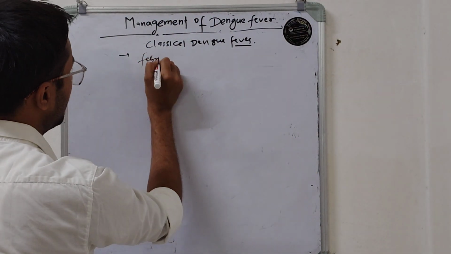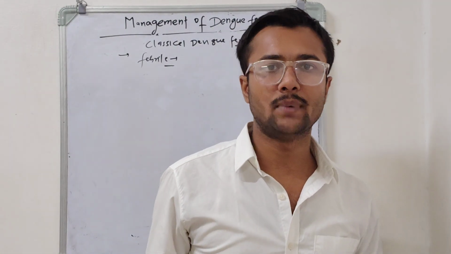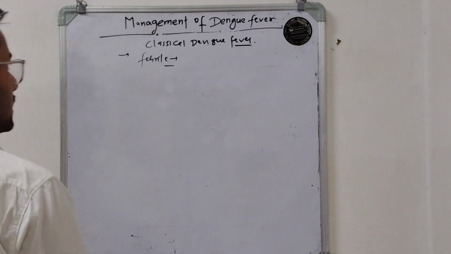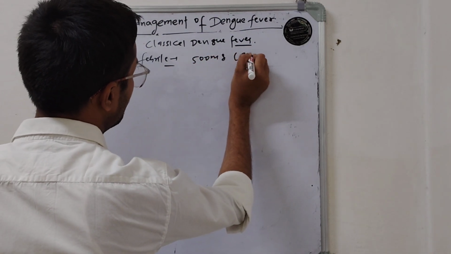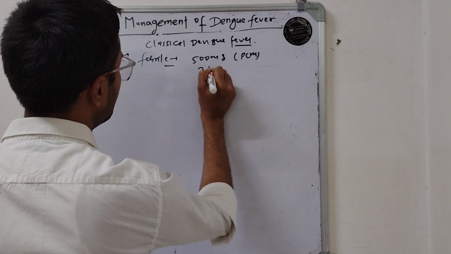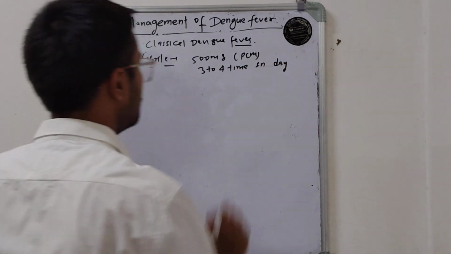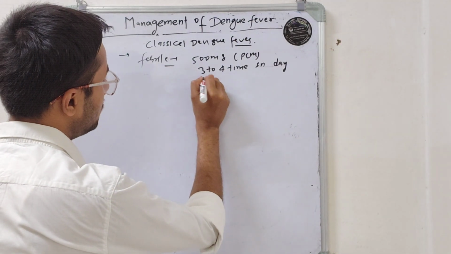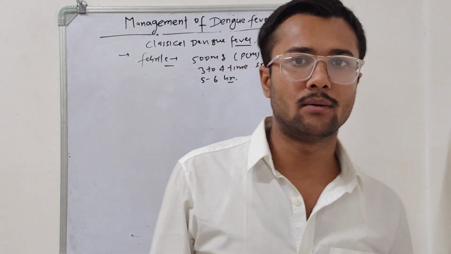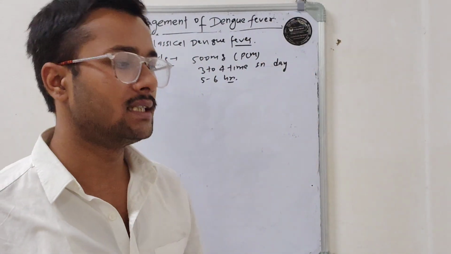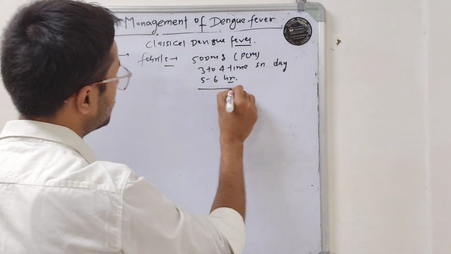So in the febrile stage, what do we do? Simple. For the fever, we generally give paracetamol tablets. In the febrile stage, we give 500 milligram paracetamol tablets 3 to 4 times in a day, with an interval of 5 to 6 hours.